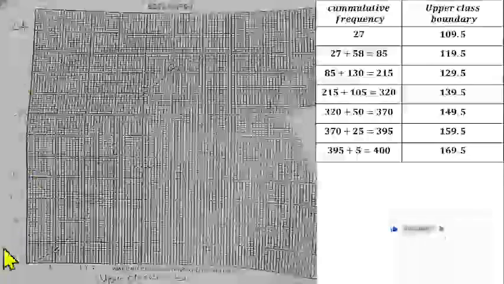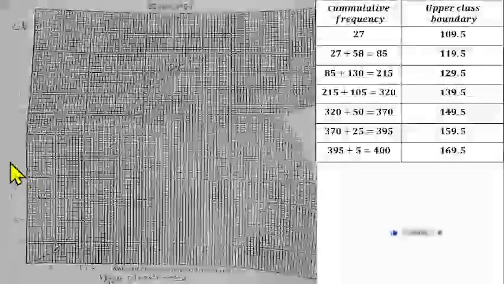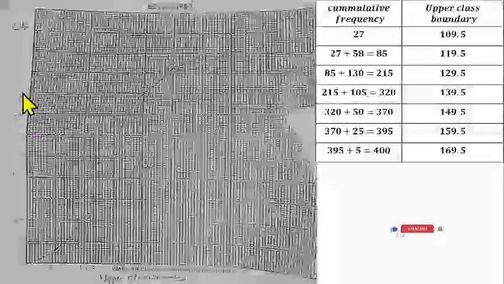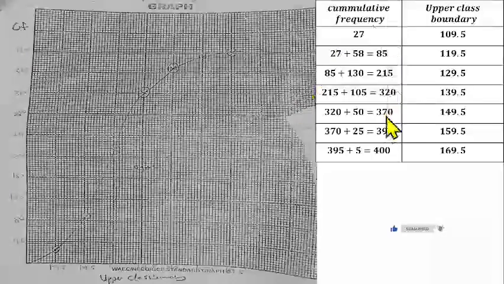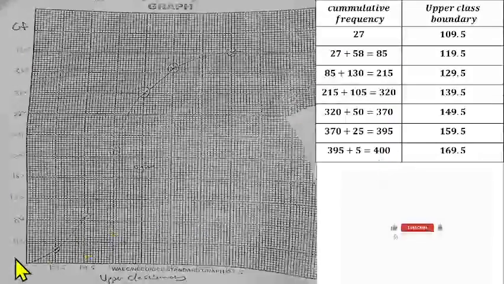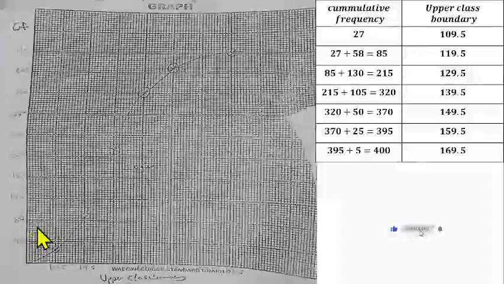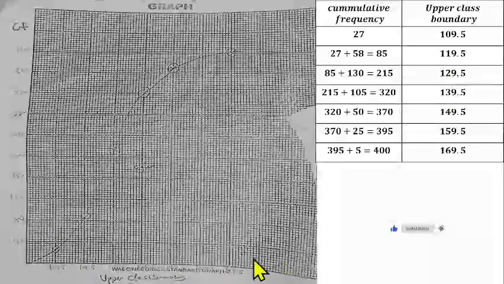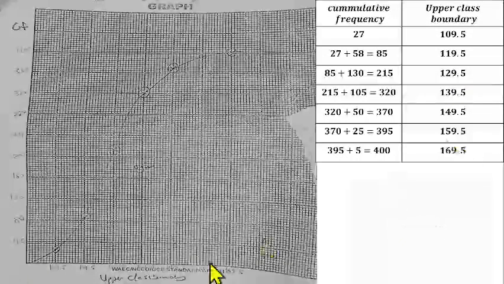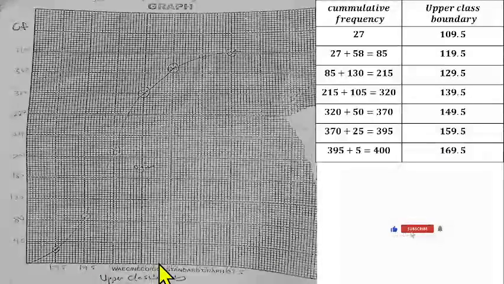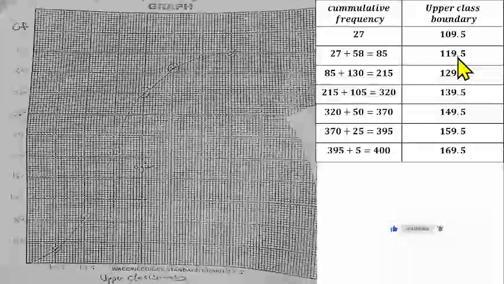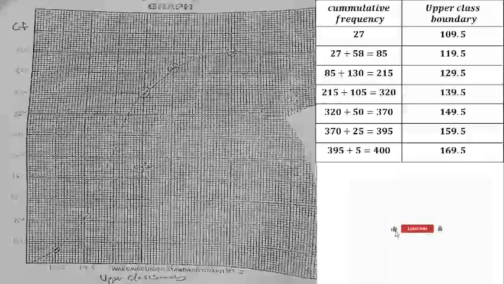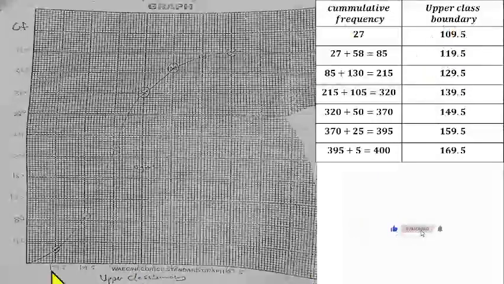Now you are seeing here 40, 80, 120, 160, 200, 240, 280, 320, 360, 400, so as to accommodate all the values in the cumulative frequency. So 2 centimeters represent 40 units. Then for the x-axis, which is the upper class boundary, the difference is 10, yes, 10 units. So we use 2 centimeters to represent 10 units on the x-axis.